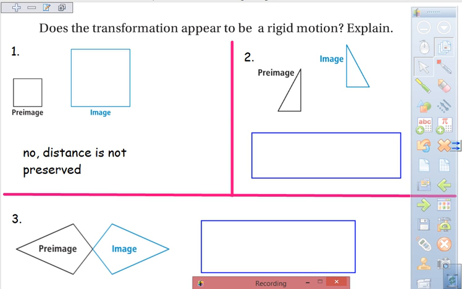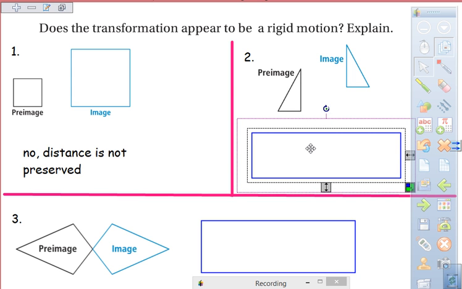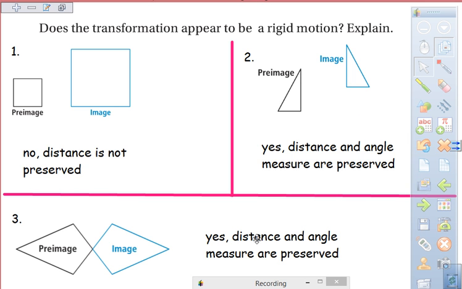So in figure number 1, I would say no, distance is not preserved. It looks like they're all still right angles, but because distance is not preserved, it's a no. Number 2, they all look the same length. The angles look good. So I would say, yes, distance and angle measure are preserved. Number 3, yes, distance and angle measure are preserved.